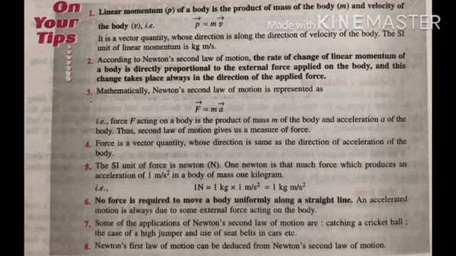1 Newton is that much force which produces an acceleration of 1 meter per second square in a body of mass 1 kg. So 1 Newton is equal to 1 kg meter per second square. No force is required to move a body uniformly along a straight line. An accelerated motion is always due to some external force acting on the body.